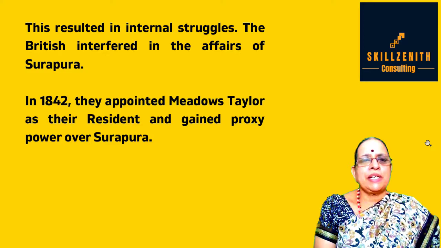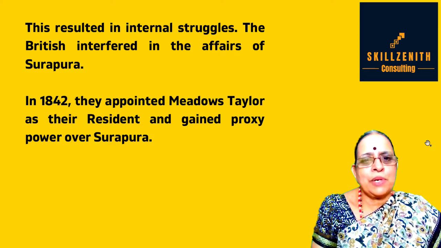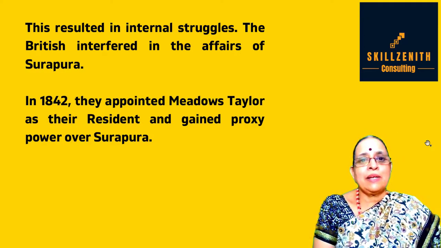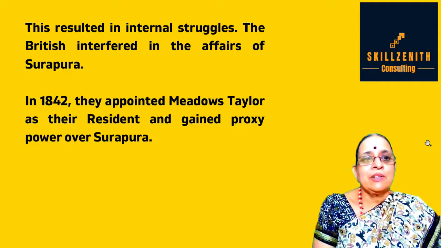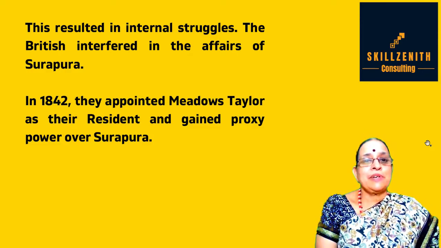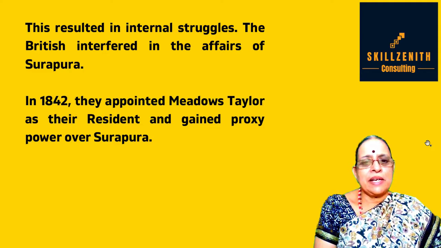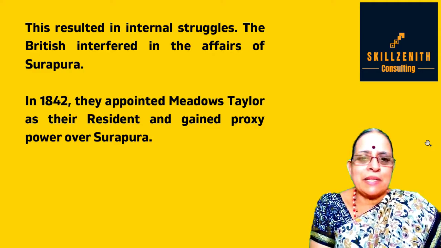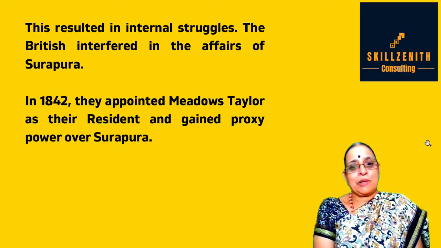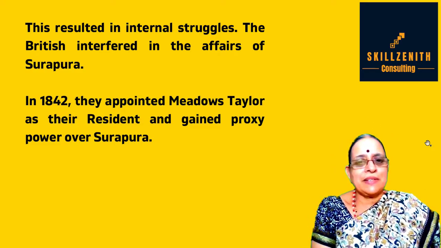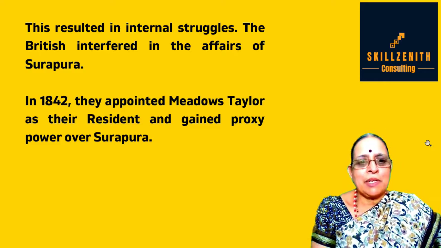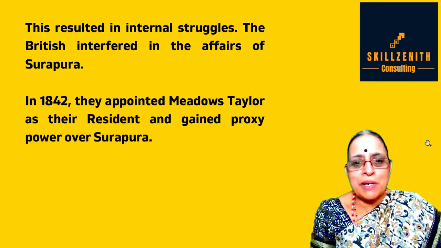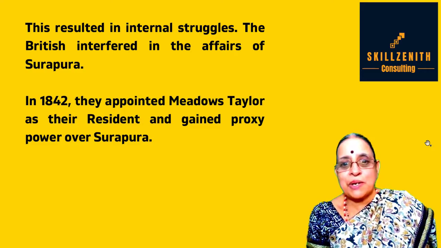The British interfered in the affairs of Surapura. The British came to know that there was internal disturbance in Surapura, so they interfered in the middle. In 1842, the British appointed Meadows Taylor as the resident and gained proxy power over Surapura. Proxy means substitute representation. Proxy means substitute. For proxy attendance, sometimes when there are 100 students, one student marks the attendance of another. That is proxy, a substitute.